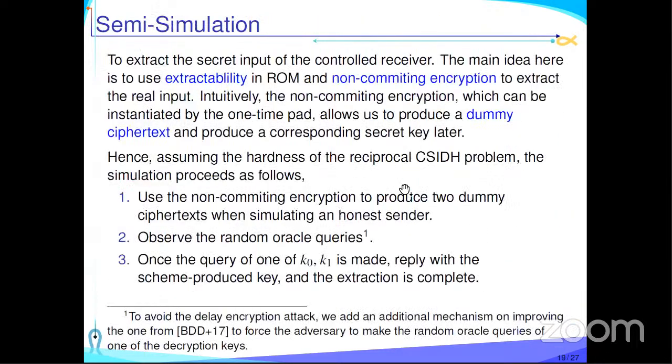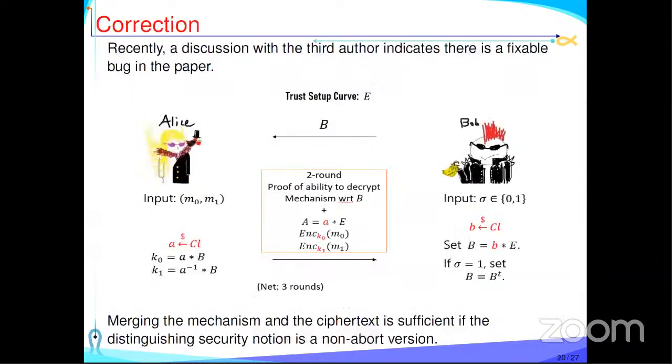And then to have UC security, we add an additional mechanism here. I would like to announce a correction for a fixable bug in our paper. This is the original design of our construction. Firstly, the receiver sends a supersingular curve to Alice. And then Alice, there's a mechanism we call proof of ability to decrypt mechanism with respect to B, which means that Bob should show he can really decrypt something by using this B.